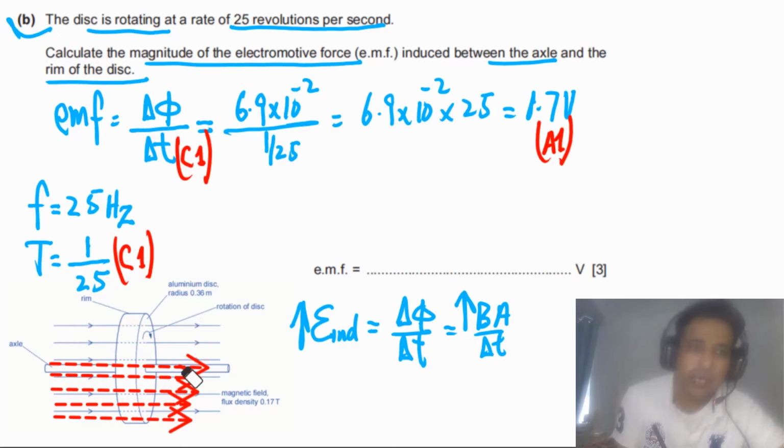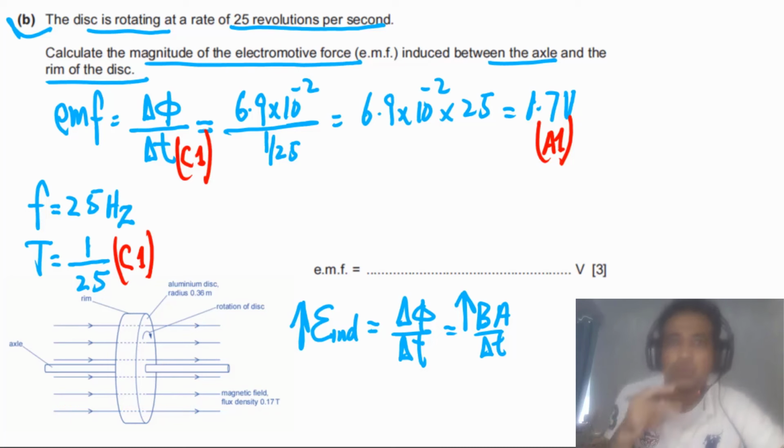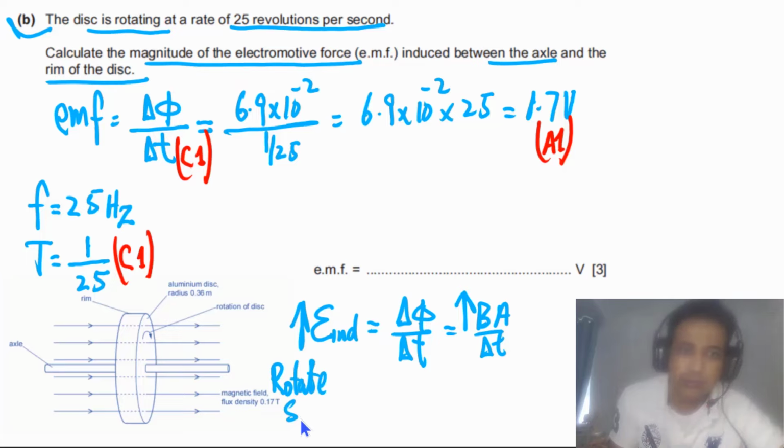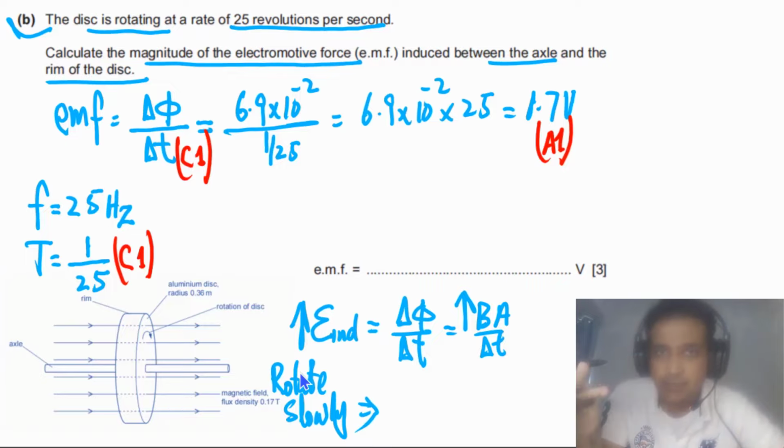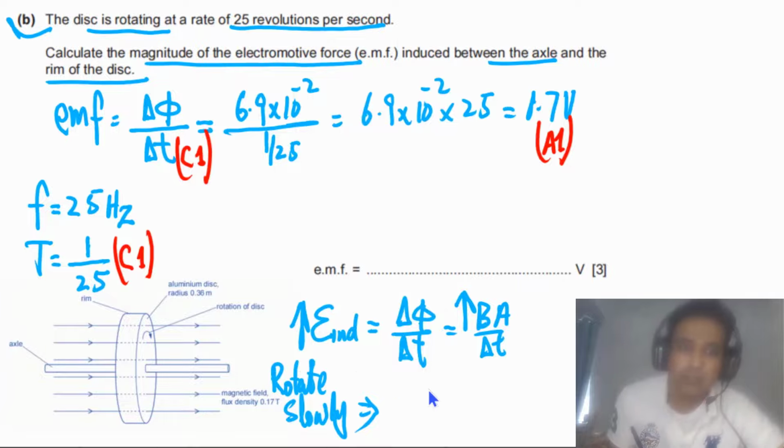So it is same as before, but the disk is rotating slowly now. So the second case you can also consider: rotate slowly. If the disk is rotating slowly, how about the induced EMF? Has it increased or decreased? First of all, try to answer by yourself. Okay, now let me explain to you.